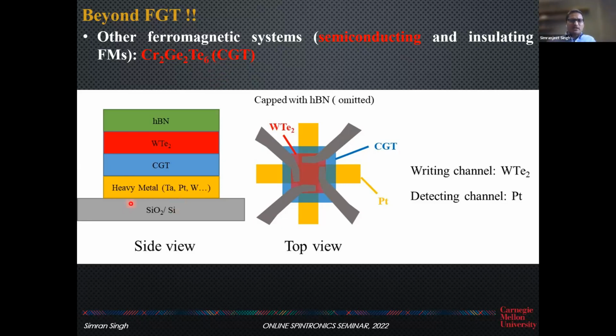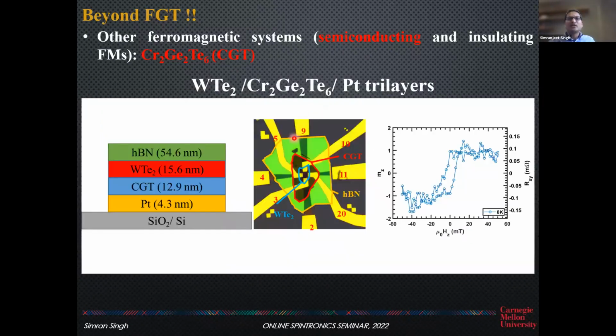We are working with tri-layer heterostructures of WTe2, CGT, and platinum, where the top layer WTe2 is used to write the magnetic state, and the bottom layer of platinum is used to read the state. We are using platinum because there is already a couple of nice works from different groups showing that you can read the magnetic state of CGT with platinum. But I'll show briefly, we also successfully measured the magnetic state of CGT with WTe2 as well. So this is what our devices typically look like.